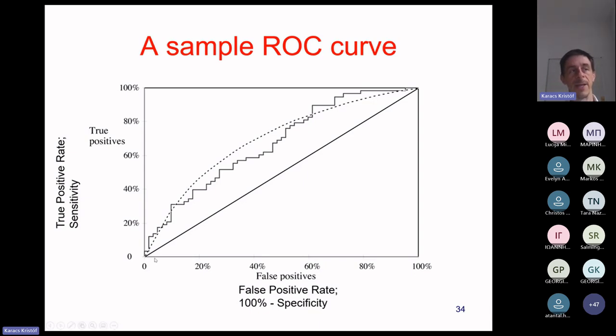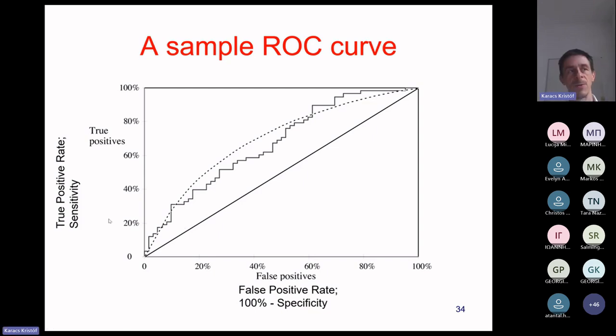Whereas if you look at the diagonal, this is the line corresponding to the true positive rate and the false positive rate being equal, which can be produced by any random model. So the larger the distance you can observe between the ROC curve and the diagonal, the stronger the prediction of your model is.